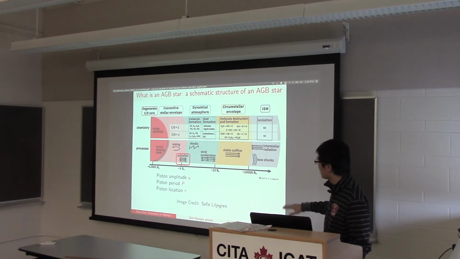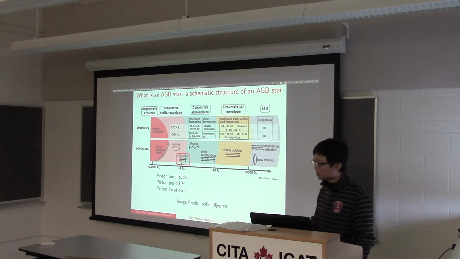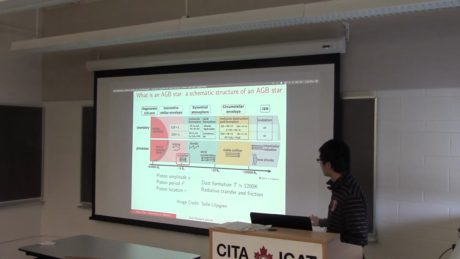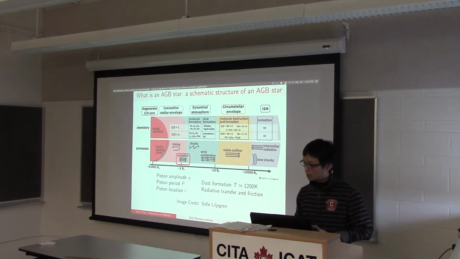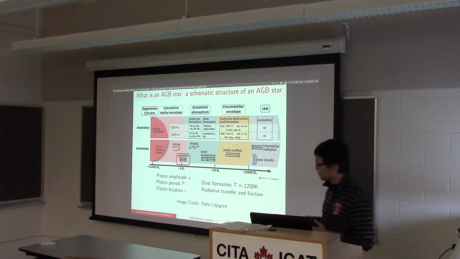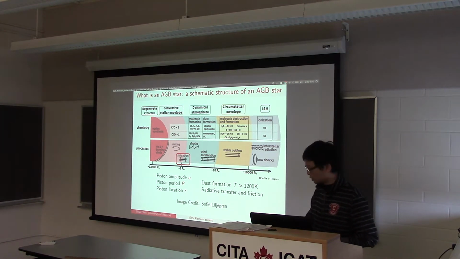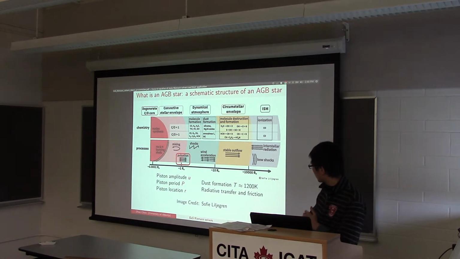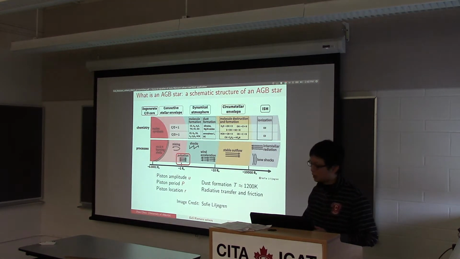But once we assume the location, from the MESA code we can get its temperature and density. And the other thing we need to add is the dust formation. We assume that dust forms at around 12,000 Kelvin, which is around the dissociation of the hydrogen. That's why the hydrogen is important. And we also consider radiative transfer.